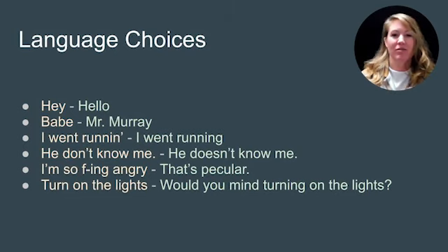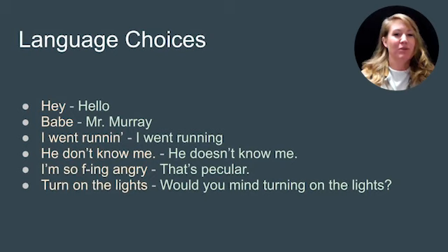Sometimes these adjustments are realized through lexical choices, such as the difference between who we say hey to and who we say hello to, or who we address by calling babe versus who we might address more formally, for example, saying Mr. Murray. Sometimes these adjustments are realized through sound, such as I went running instead of saying I went runnin' and dropping that final G sound.